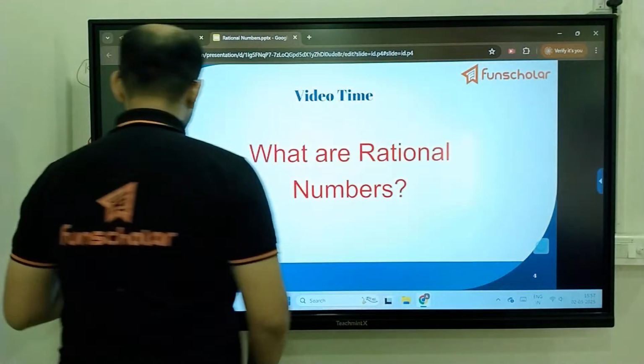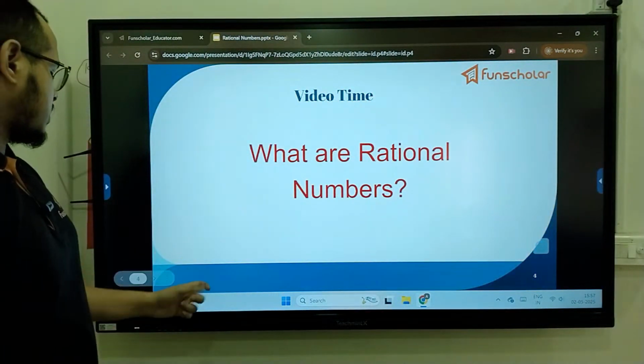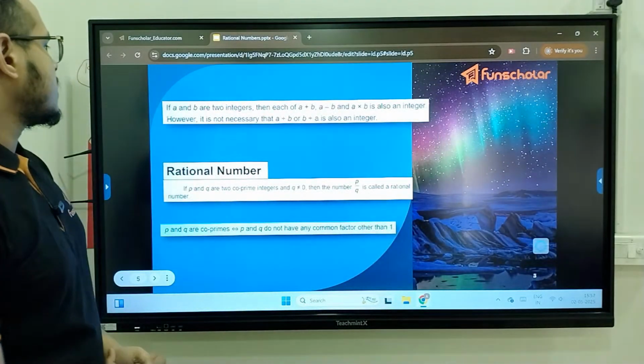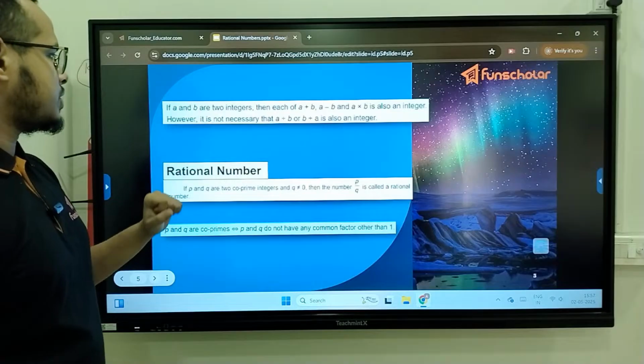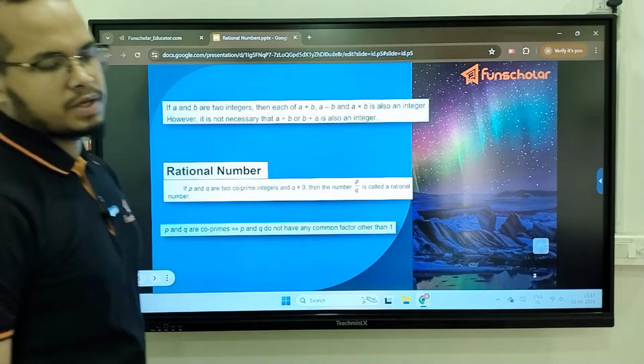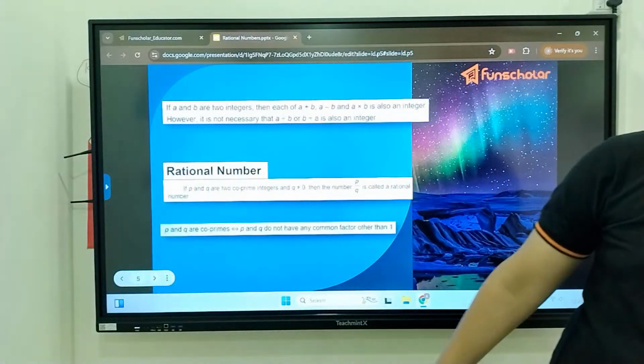Okay, guys. So, basic of rational numbers done. Now, let's come to the chapter. So, if a and b are two integers, then each of a plus b, a minus b, a into b is also an integer. So, this is the basic property of an integer.